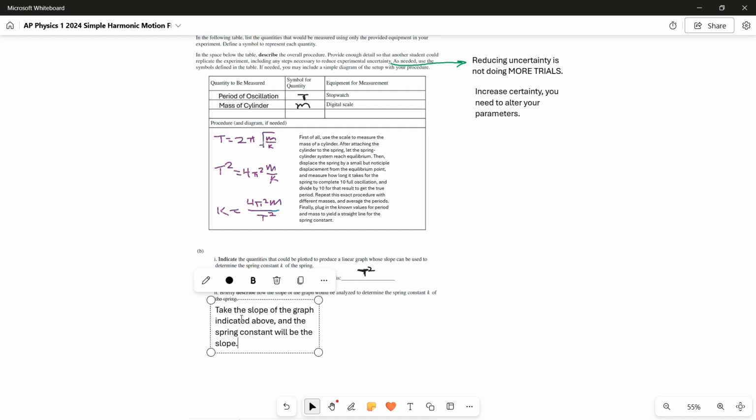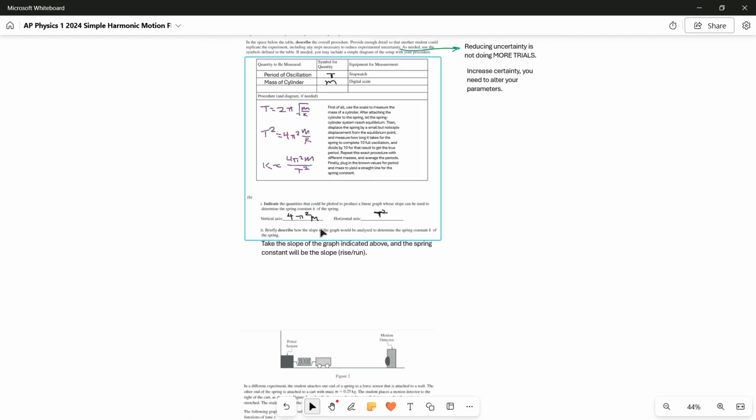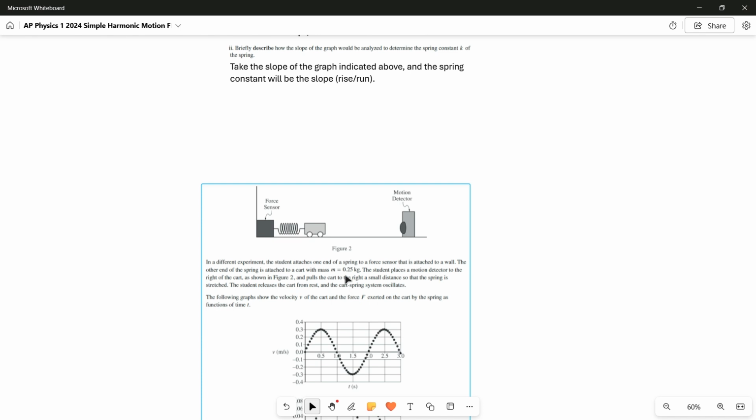And for safety's sake, you might say rise over run. But you probably have to explain a bit more than just write rise over run. But this is enough if you're running out of time or you think you still have time to come back to this later. All right, so that was part B. That was quite easy. Let's move on to part C now.